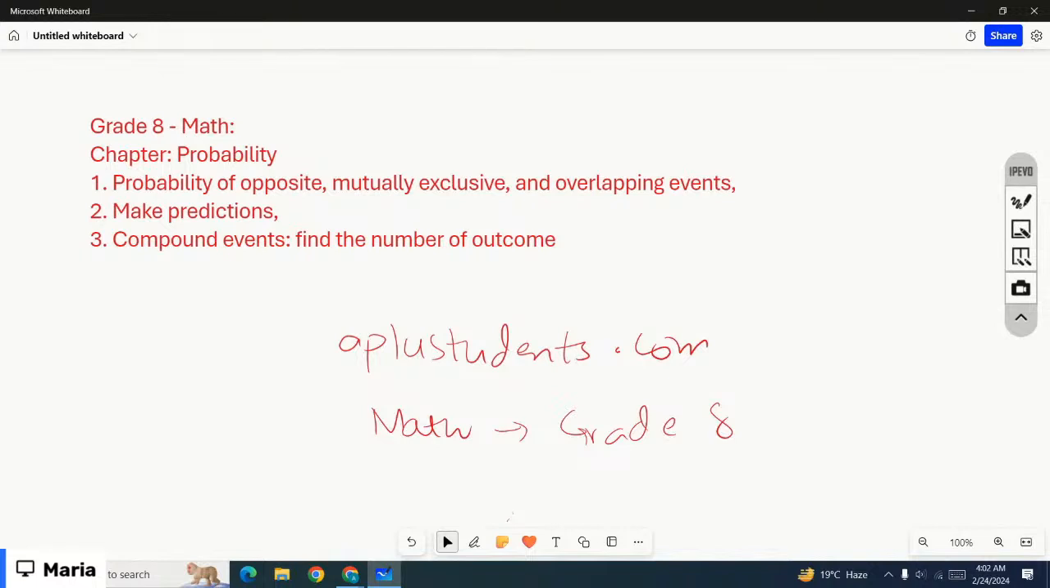The lessons we're going to cover today are probability of opposite, mutually exclusive and overlapping events, make predictions, compound events, find the number of outcomes. So please make sure you have your notebook and pencil so that you can note down the important examples and definitions as well.